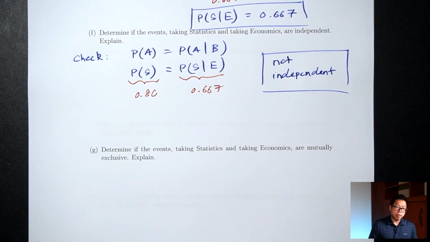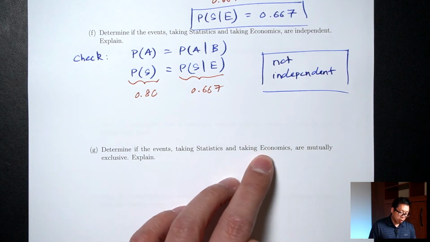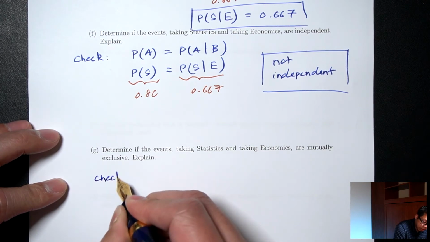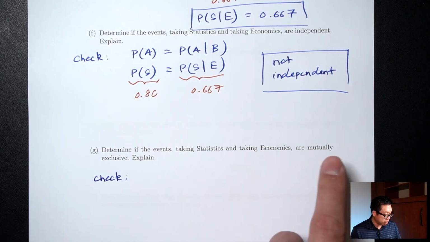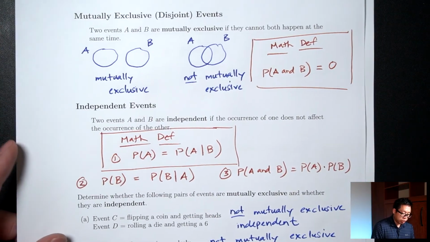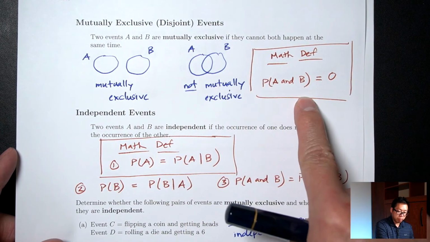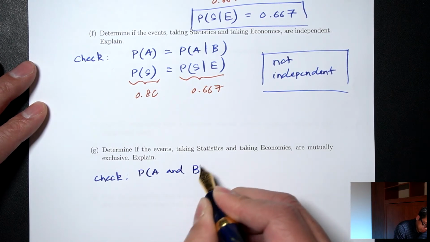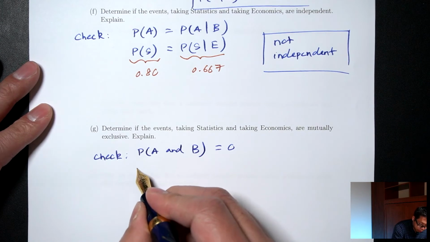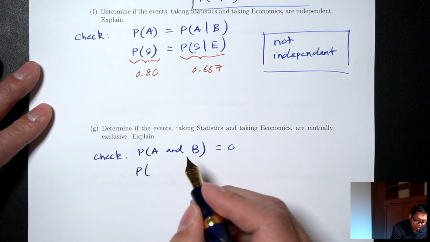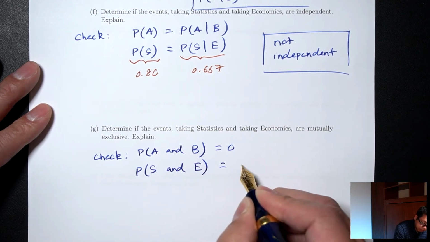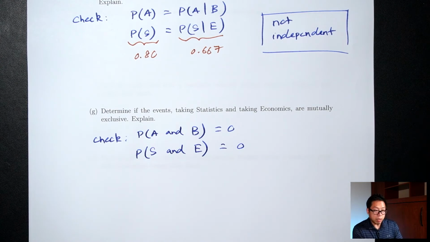Part G, determine if the events taking statistics and taking economics are mutually exclusive. Okay, I'm asking about mutually exclusive. That means I want you to check one of the equations on the front page. The equation to check for mutually exclusive is this one. Probability of A and B equals 0. And then in this question, instead of A's and B's, we're talking about S's and E's. So probability of S and E equals 0. Check left, check right, and check if they're equal.